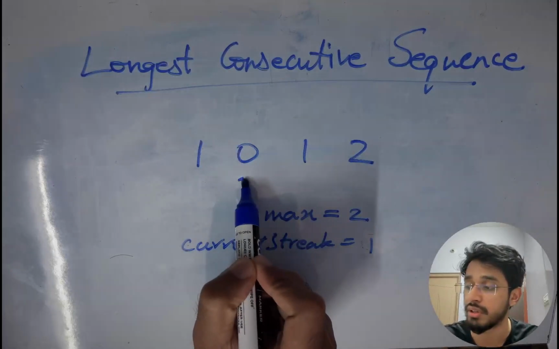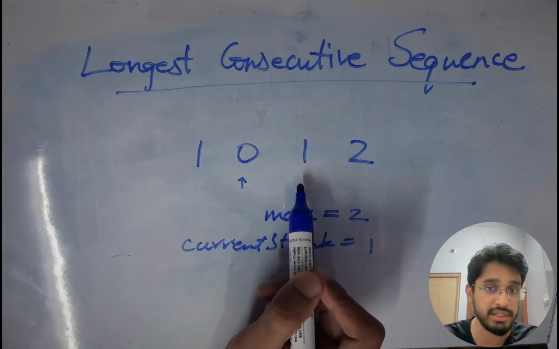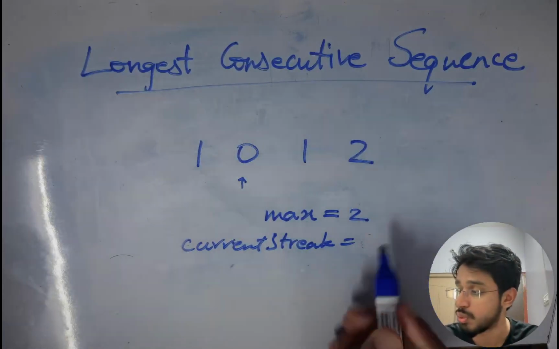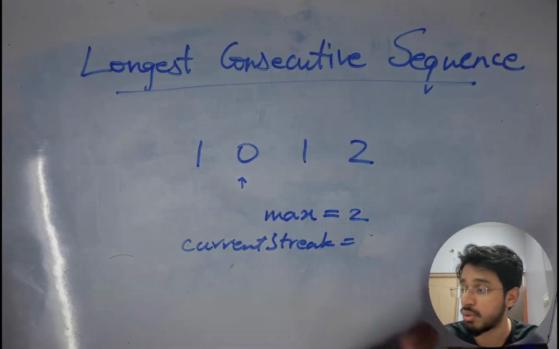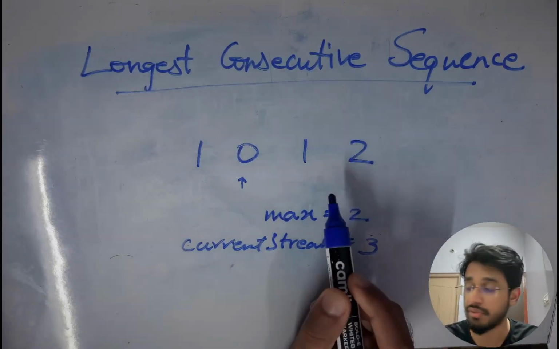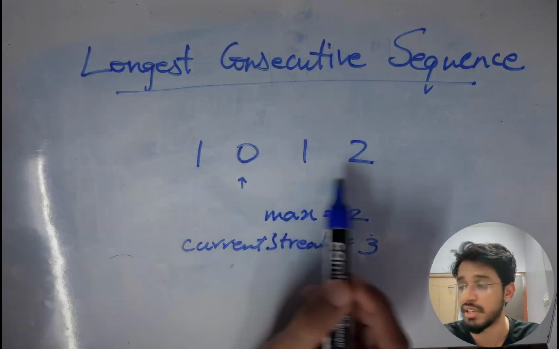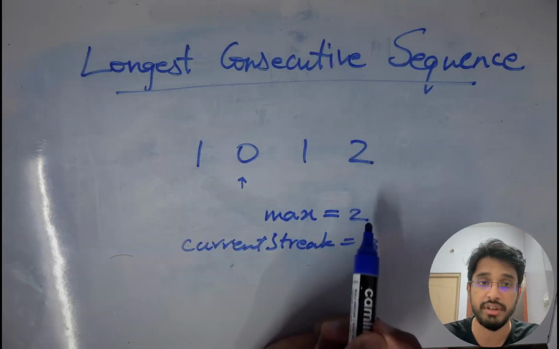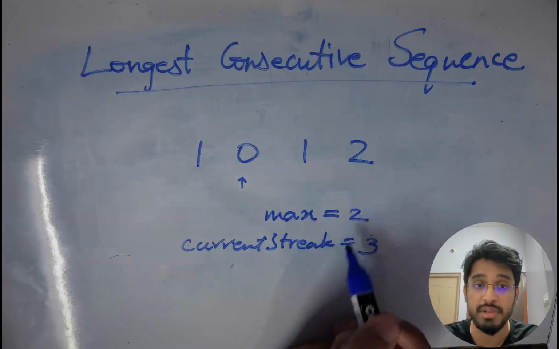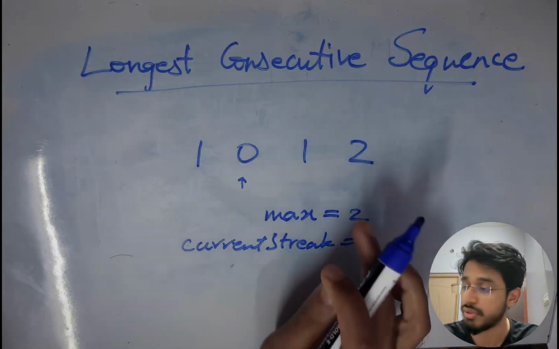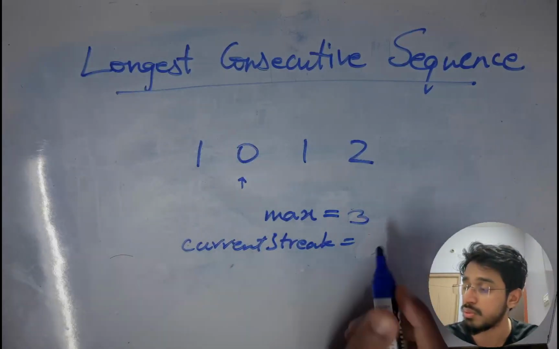Currently over here, it is starting from 0. So 0 plus 1 is 1. 1 exists, right? So we increment this to 2, and then again after 1, 2 also exists over here. So we increment this value to be 3 right now. Okay, so after 2, there is no 3 existing within our array. So we just need to update the value of max. Currently the max value is 2, but the current value is 3. So we update the max value to be 3 and then reset this back to 0.